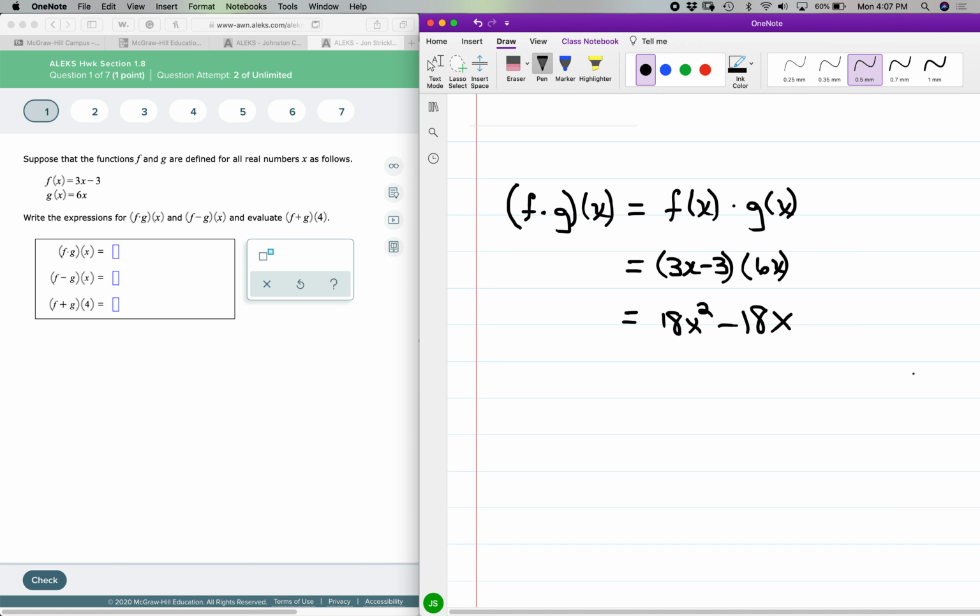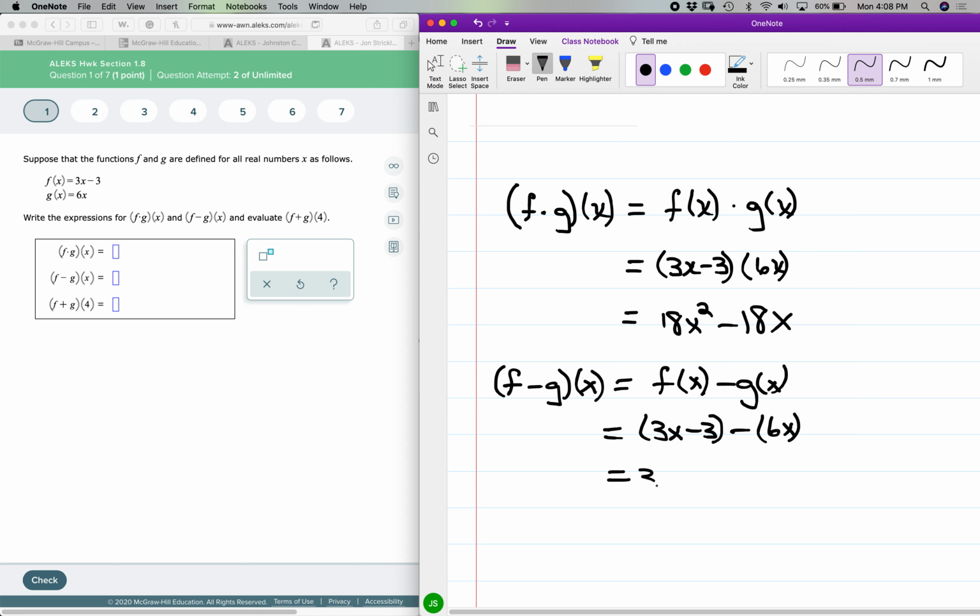And then for the next portion, we have f minus g of x. So we have f of x minus g of x. Again, with f of x, we have 3x minus 3. We have minus g of x, so we have minus 6x. So it comes down to 3x minus 3 minus 6x. 3x minus 6x becomes negative 3x, followed by the subtraction of 3.